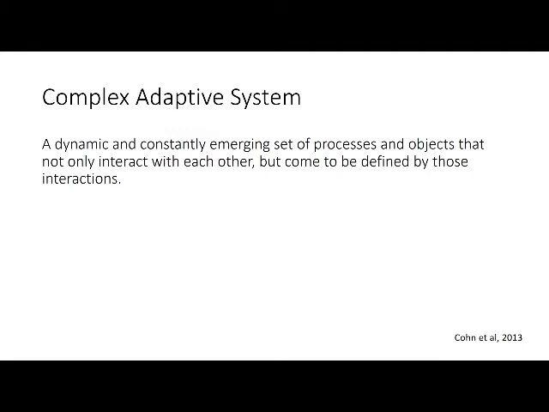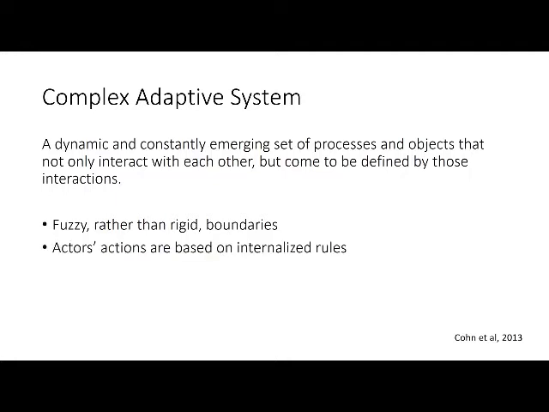Dr. Simon Cohn from Cambridge University defines a complex adaptive system as a dynamic and constantly emerging set of processes and objects that not only interact with each other, but come to be defined by those interactions. And there are some key attributes of these complex adaptive systems that are relevant in implementation science. These systems usually have blurred rather than rigid, structured boundaries. Actors' actions are based on different rules, motivations, and incentives.